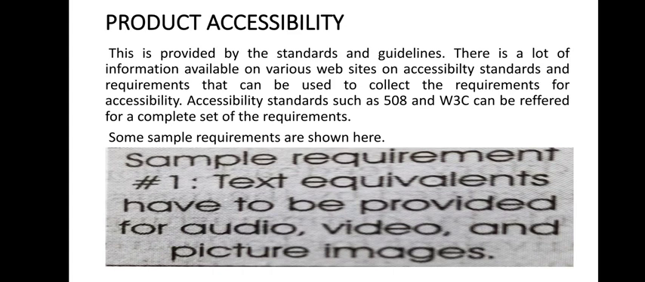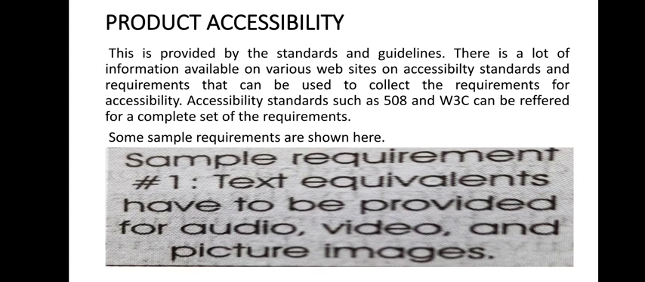So now let us take the next accessibility testing, that is product accessibility. This is a very special thing. So what is product accessibility? It is not related to the hardware and operating system. Okay. So what is it? Basically, product accessibility is related to standards and guidelines. So what do you mean by standards and guidelines?